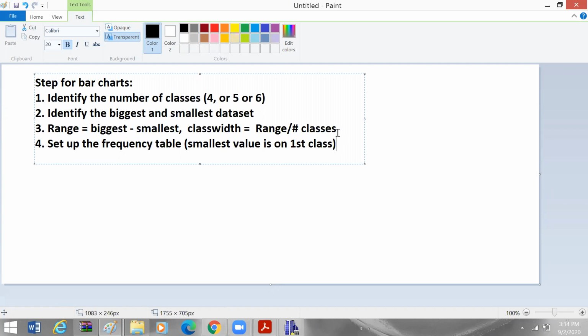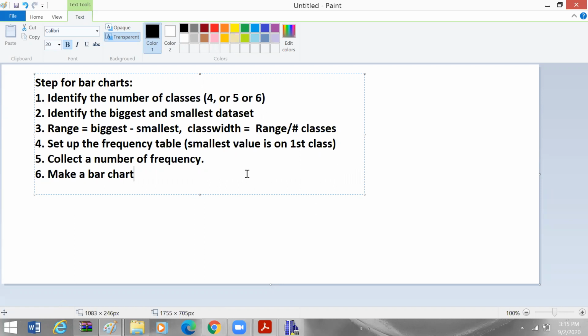And finally, we're going to collect the number of frequencies and put it on a chart. And finally, we're going to make a bar chart. And that's pretty much it. Are we good?